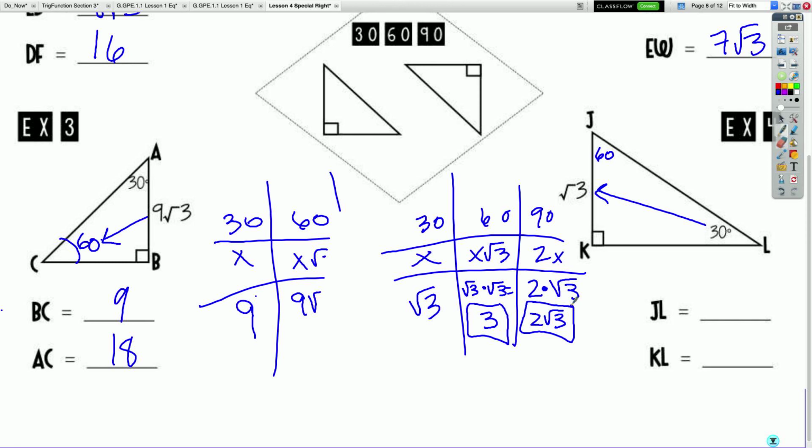Okay, so that's a great example of when it just cancels out that square root. So across from 60 is going to be 3. Across from 90 is 2 square root of 3. So JL is 2 square root of 3. KL is 3.